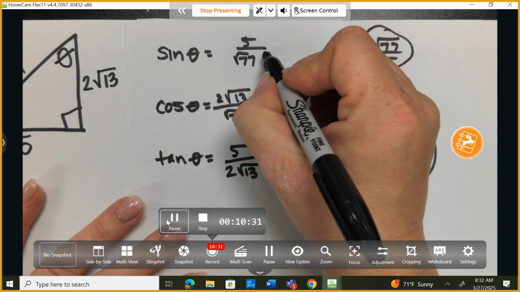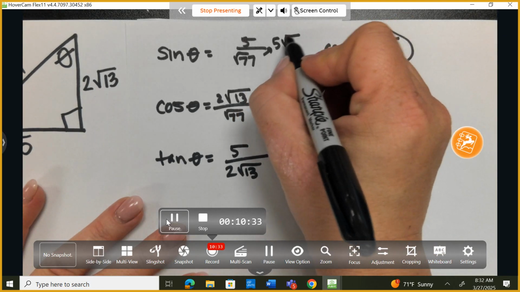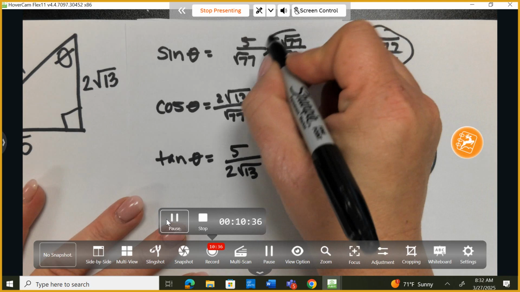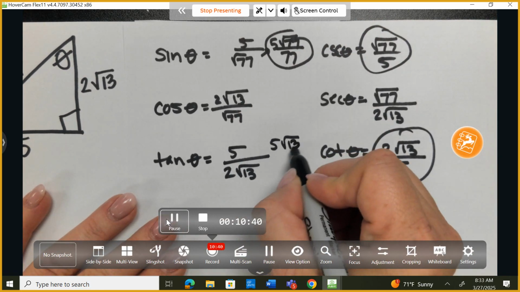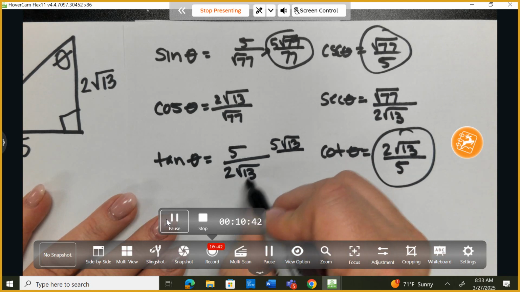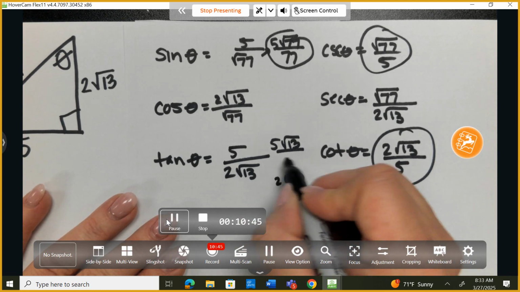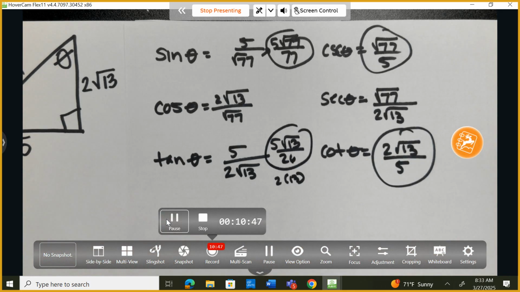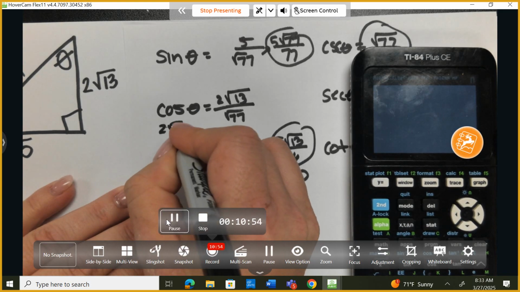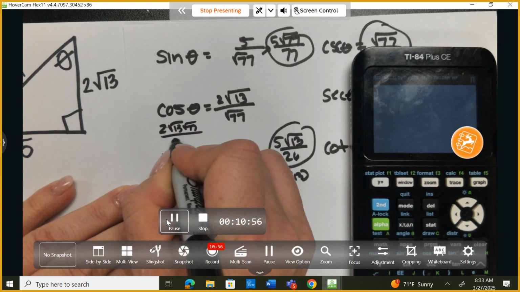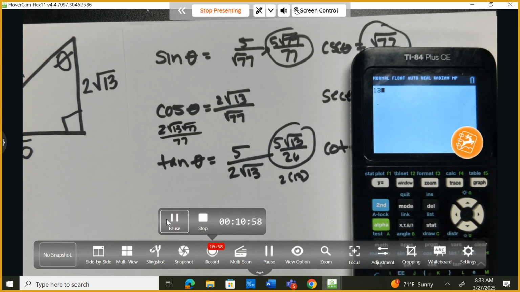So correct form means to move this up to the top and rewrite it on the bottom. Okay, I'm going to move this up to the top, so 5 square roots of 13 over 2 times 13, because this would be 2 times 13, which is 26. These are going to be a little more work, so I'm going to grab my calculator. I'm going to move that 77 up to the top, and then rewrite it over 77. Well, what is 13 times 77? Ooh, a really large number.